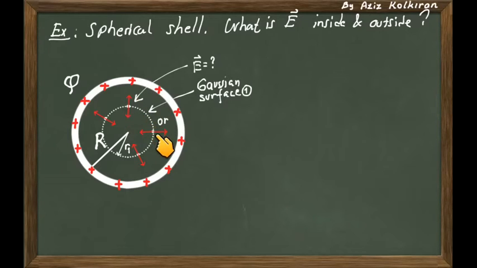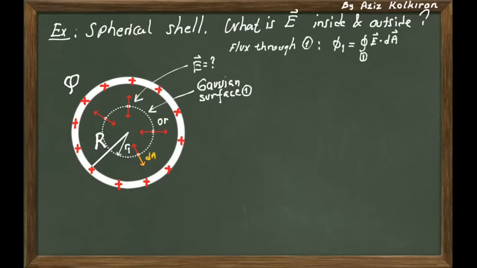The next thing is, whatever the direction of the electric field is, inward or outward, we will calculate the flux of this electric field through this imaginary Gaussian surface. Let's label this Gaussian surface S1.